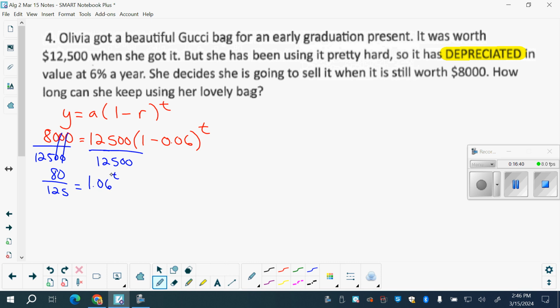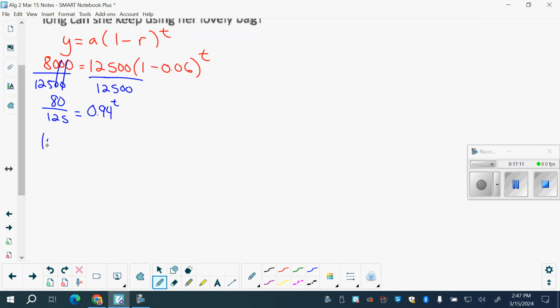So that 80 over 125 can be simplified more if you want to. I'm just taking off those zeros so I don't have to write as much. So now what do I do? It's not 1.06. It is 0.94. Thank you, Nicole. 0.94. And then what do we do to both sides? Log to get to that exponent. So the log of 80 over 125 equals the log of 0.94 to the t.